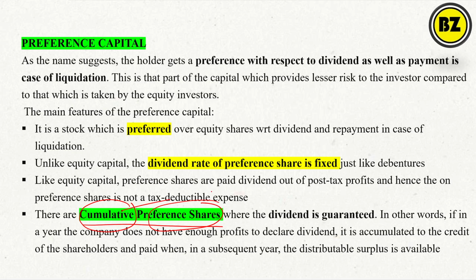See, in the first year the company profit is not that good, so there is no dividend. For example, the dividend is guaranteed and fixed at 100 rupees. But due to the economic condition, the company doesn't pay in the first year. In the second year they have to pay 100 plus the previous year's 100. But if in the second year the situation of the company is also not good, then in the third year they will pay 100 plus 100 plus 100. That means current year plus previous years.